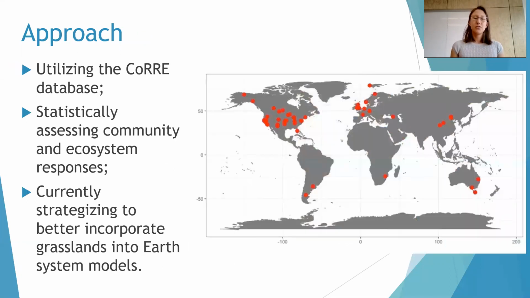So what we're doing is utilizing a database that was developed from a prior LTER working group called the Core database. This database has data from global change manipulations in herbaceous sites from all around the world. And we are statistically assessing how communities and ecosystems are responding to these experimental global change manipulations, as well as strategizing how to better incorporate grassland or herbaceous systems into big earth system models, and looking at community change through these ecosystem or earth system models.